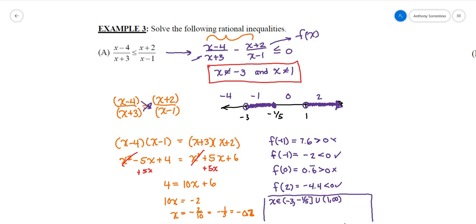If I write it in standard notation, I could say negative 3 is less than x, which is less than or equal to negative 1/5, or x is greater than 1. So that's two ways to represent the solution, but as you can see, it's a very compact solution. And it only took me a little area of a page to write the entire solution process out. Let's look at another one. Let's look at part B.